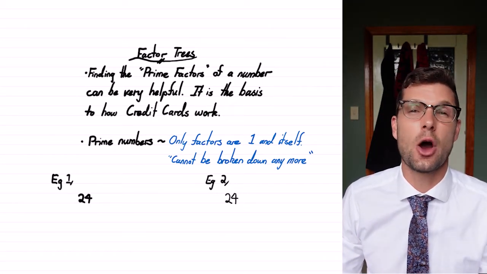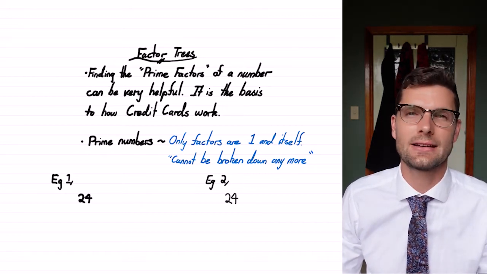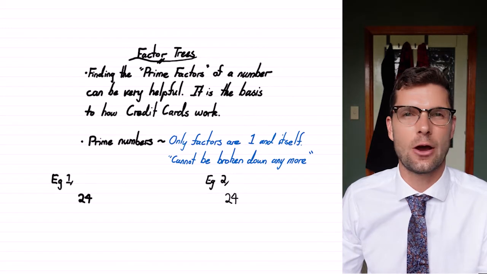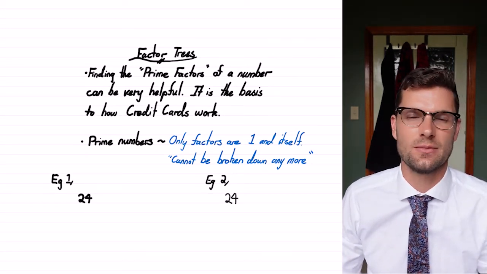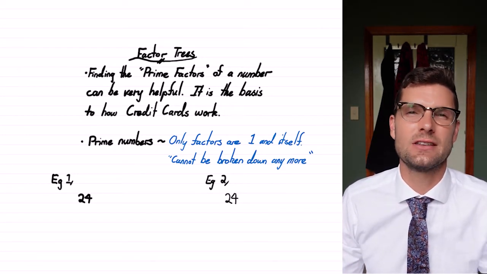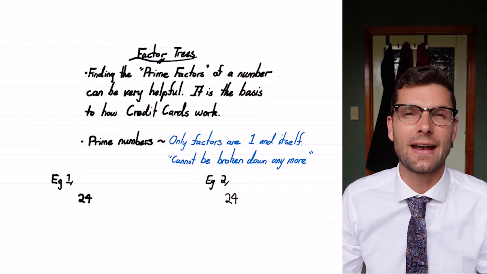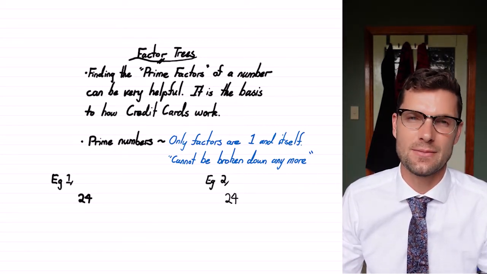So we just got to make sure we know what a prime number is. A prime number is a number whose only factor pair is one and itself. So it can't be broken down anymore into another times table. We're going to use the same number in two examples, and what this is going to show you is that it doesn't matter which factor pair you start with, as long as you break it down effectively, we're going to find the same number.